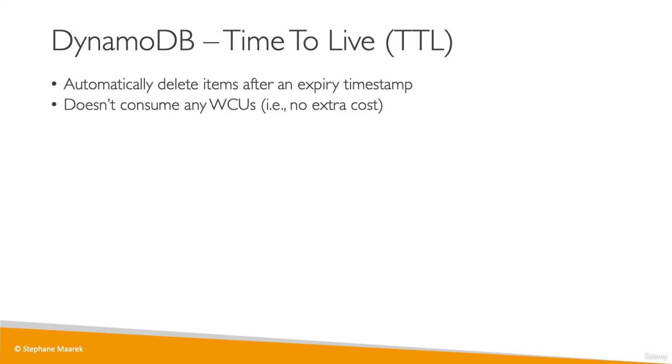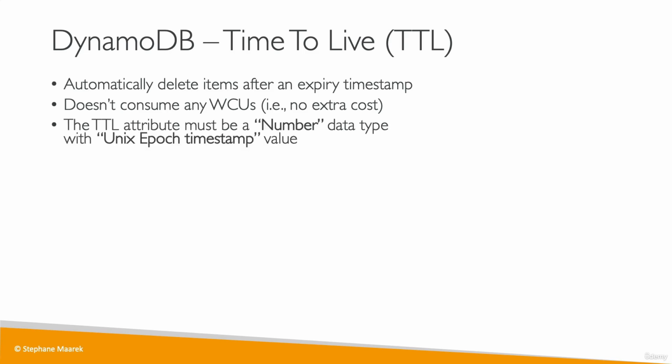So having an item being deleted by a time to live constraint does not consume any WCU, so there's no extra cost. And this timestamp must be a number that represents the Unix epoch timestamp value, as we'll see in the hands-on. Now, expired items will not be expired right away. There is the guarantee that they will be expired within 48 hours of the expiration, okay? But in real life, it's actually pretty good.